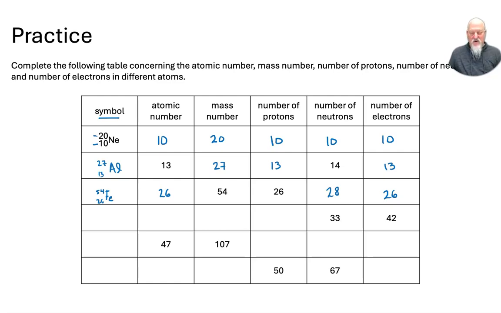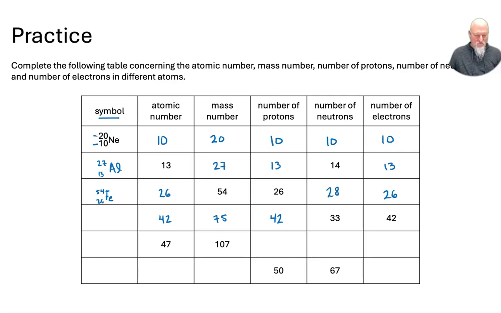We have number of neutrons and number of electrons. So the number of electrons is the same as the number of protons, 42. The mass number is the number of protons plus neutrons. So 42 plus 33 is 75. Number of protons is 42.